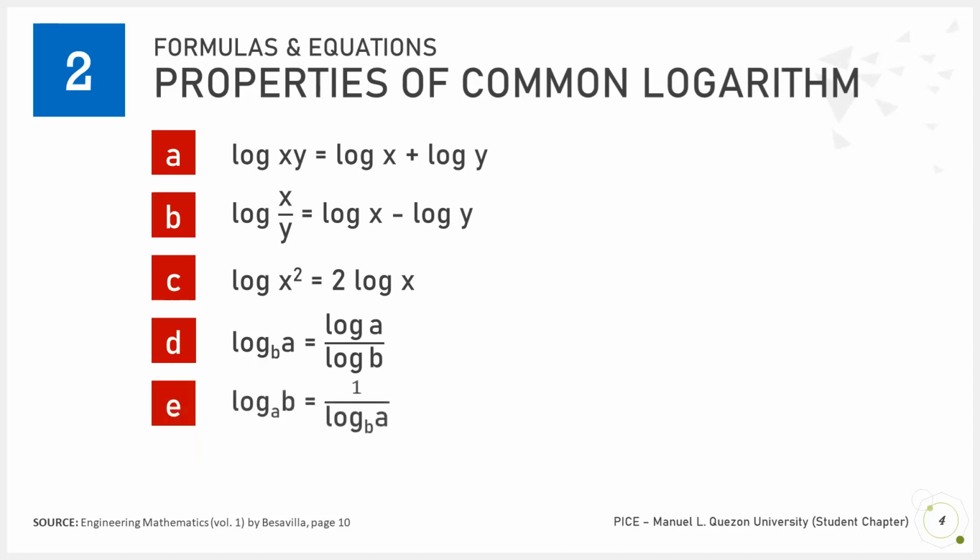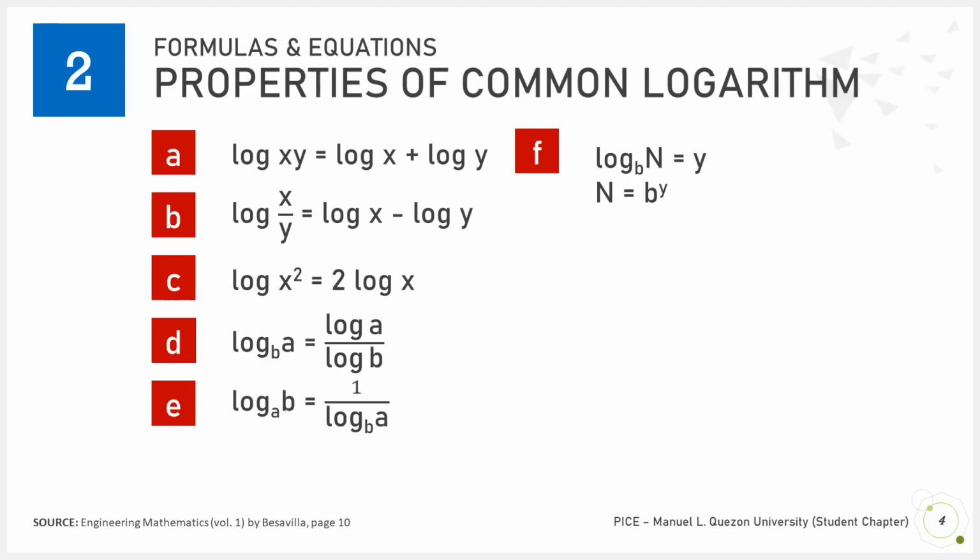For letter E, we have the common logarithm of b to the base a is equal to 1 over the common logarithm of a to the base b. For letter F, we have the common logarithm of n to the base b is equal to y. Actually, this is a sort of transformation. So, yung common logarithm of n to the base b is equal to y is what we call the logarithmic form.